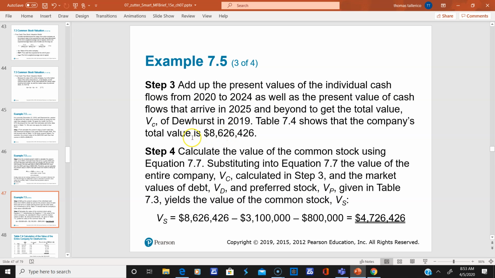Okay, so now we've got the total value. And remember, this is the corporate value. Now, what do we have to do? We've got the corporate value, so we have to subtract off the debt, and we have to subtract off the preferred stock. And we get the value of the stock, which is $4,726,426.